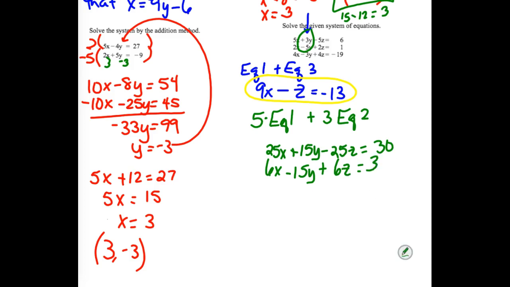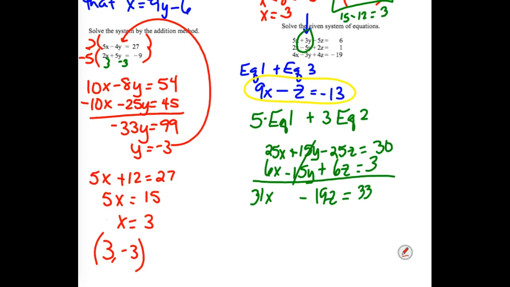All right, combining these, we end up with 31x. The y's disappear. We've got negative 19z and a 33. Okay, that is the second equation that I've created where I have just two variables. So now I want to put these two together and create a system from those. Does that make sense? Okay, so picture combining the two that I have circled in yellow.